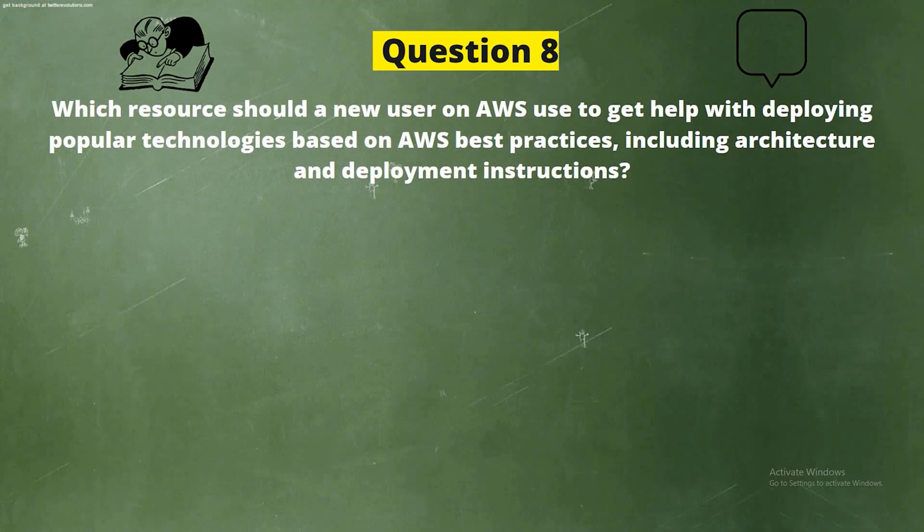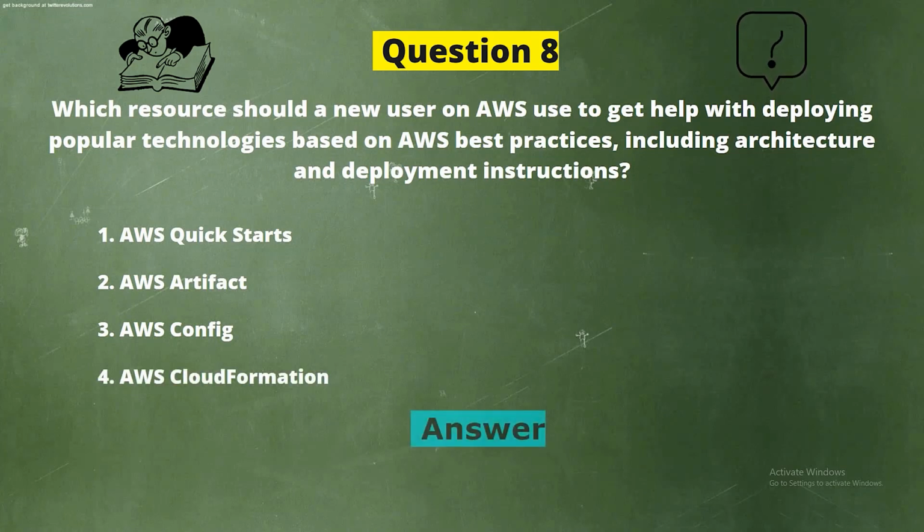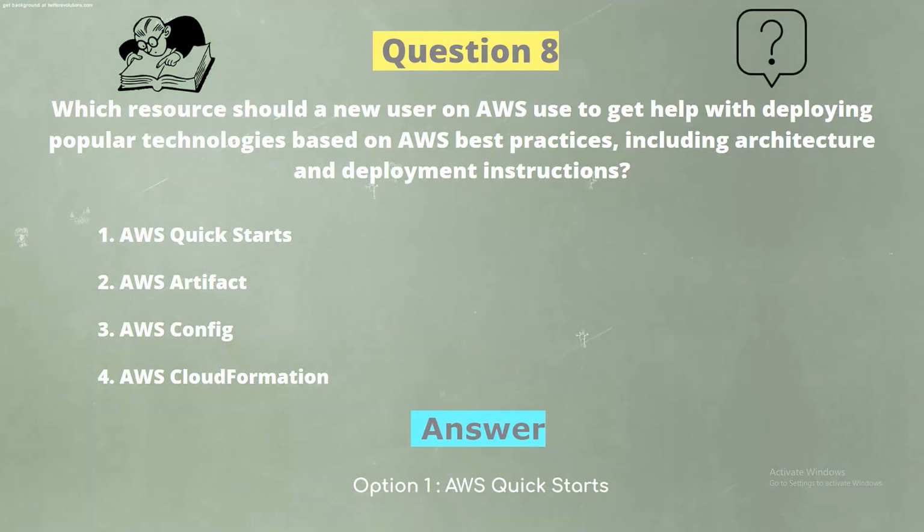Next question. Which resource should a new user on AWS use to get help with deploying popular technologies based on AWS best practices, including architecture and deployment instructions? And the options are: Option 1, AWS Quick Starts. Option 2, AWS Artifact. Option 3, AWS Config. Option 4, AWS CloudFormation. And the correct answer is Option 1, AWS Quick Starts.